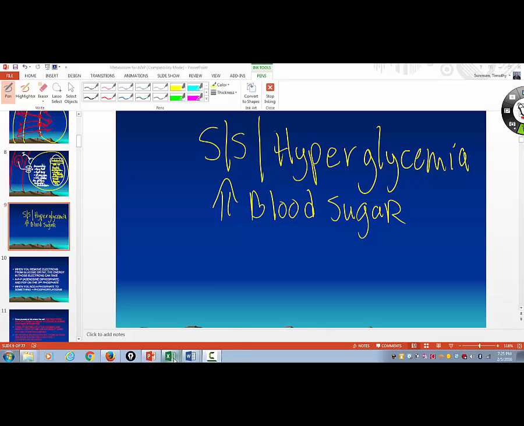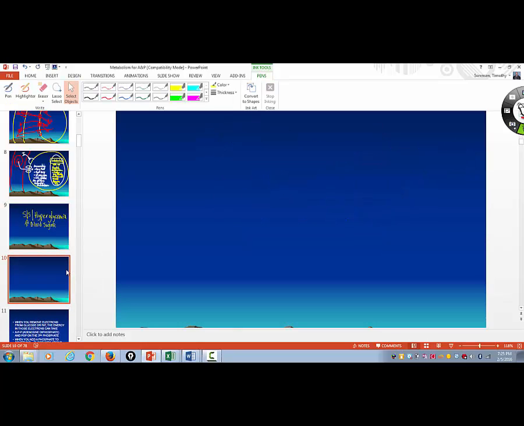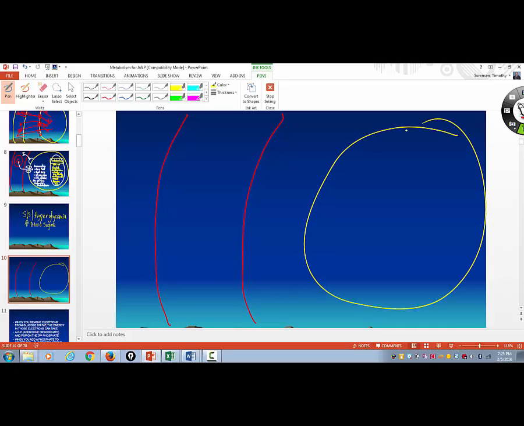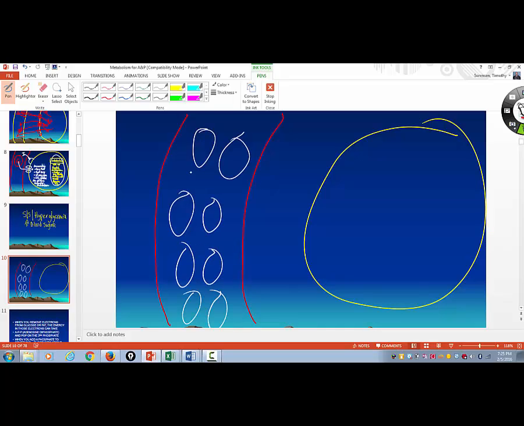Okay, guys, we're going to talk about the signs and symptoms of hyperglycemia, high blood sugar. And if you recall, the only way that glucose can go from the blood into the cell is by insulin binding to a receptor and then opening up that gate. So if somebody's blood sugar is really high, let's say 800, that means they don't have insulin.